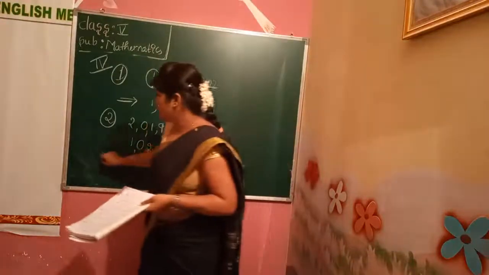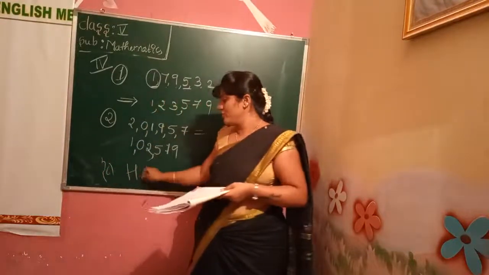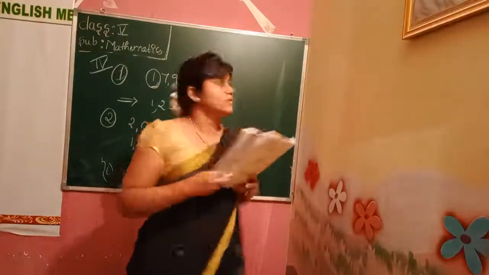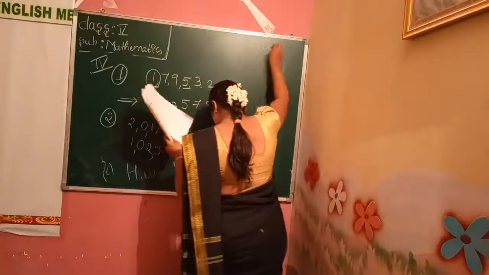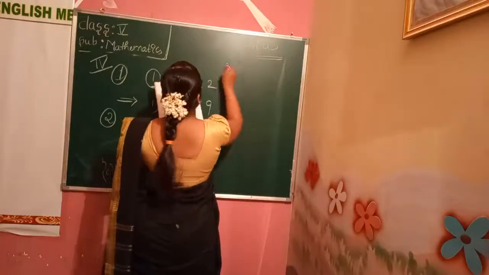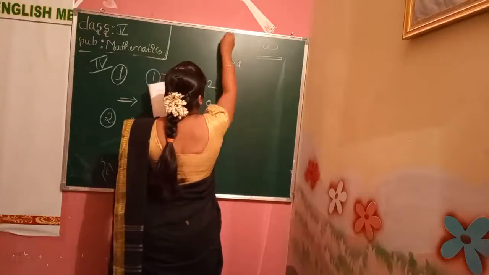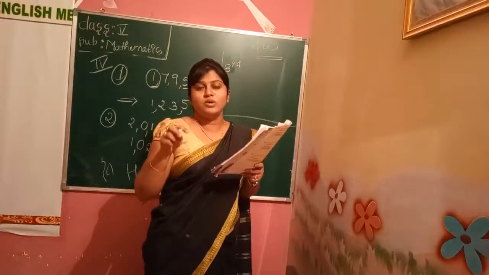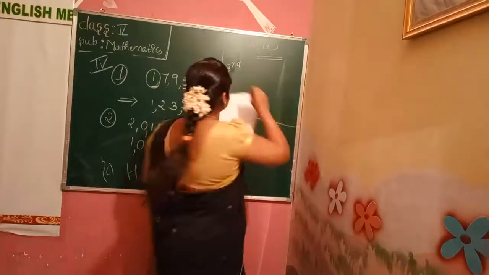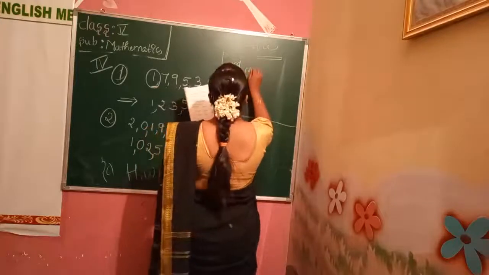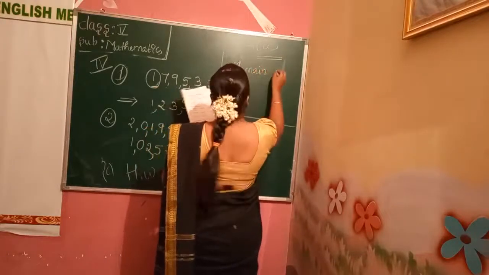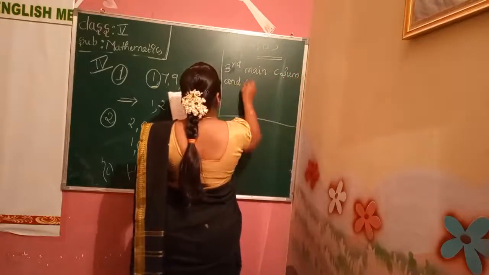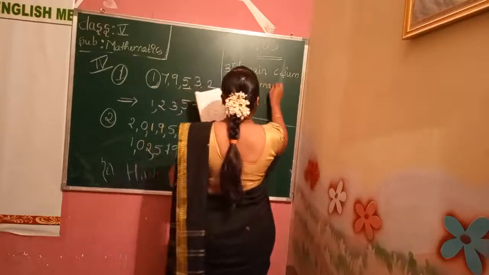The third one, C1, is homework for you. How many sums do we have? 2 sums for homework. I will write it here. Today's homework: third main and fourth main. Please copy it, children. Don't ask me again and again what the homework is. In your video only I am sending the homework. Okay? Third main, C, and fourth main, C.